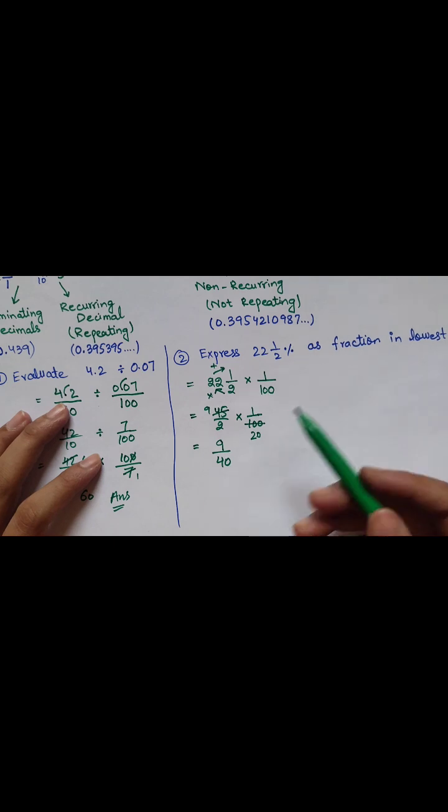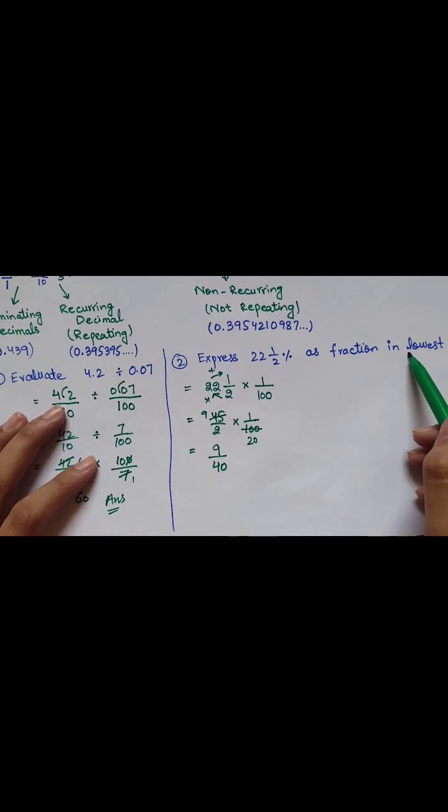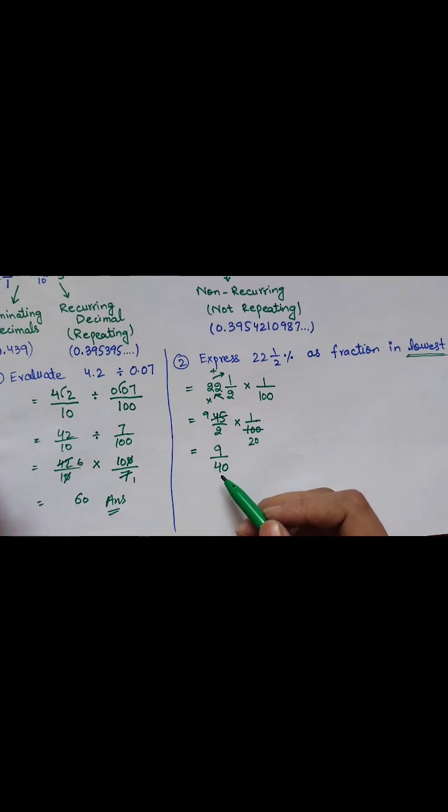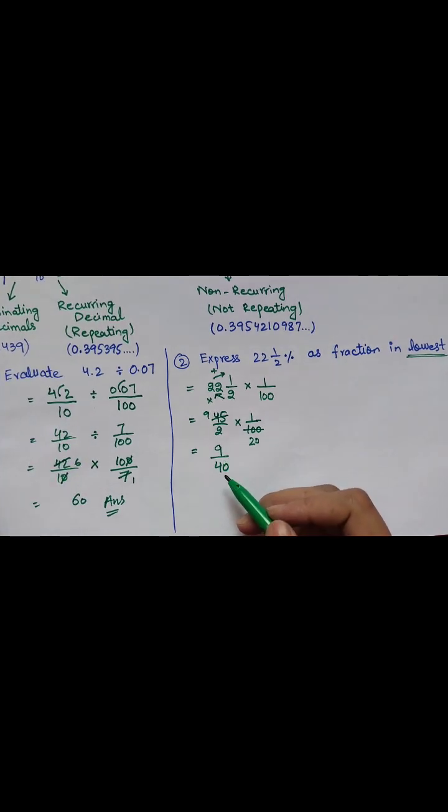How is this the answer? Because it is in lowest form. We can't further divide them both because they are not divisible by the same table. 9 is an odd number, and 40 is an even number. So this is your answer.